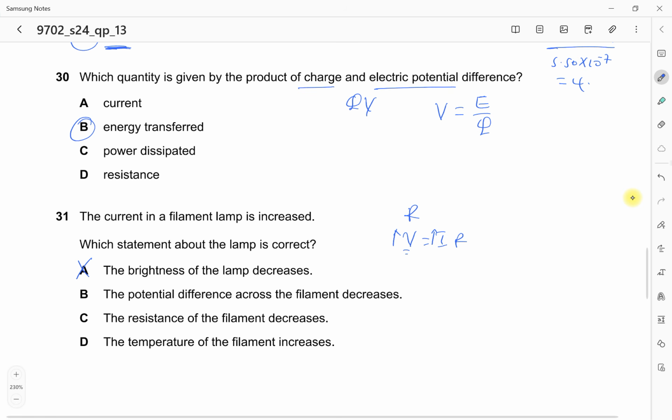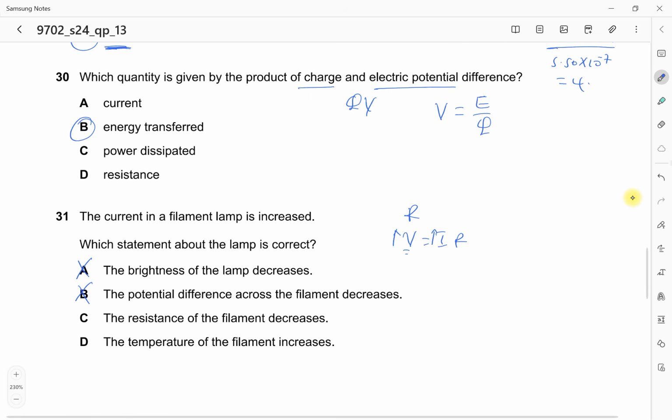Then the potential difference across the filament lamp decreases. When the current increases, potential difference increases. The resistance of the filament decreases. The current in a filament lamp is increased, and then we are saying the resistance decreases. If the current increases, the resistance decreases? Not at all.